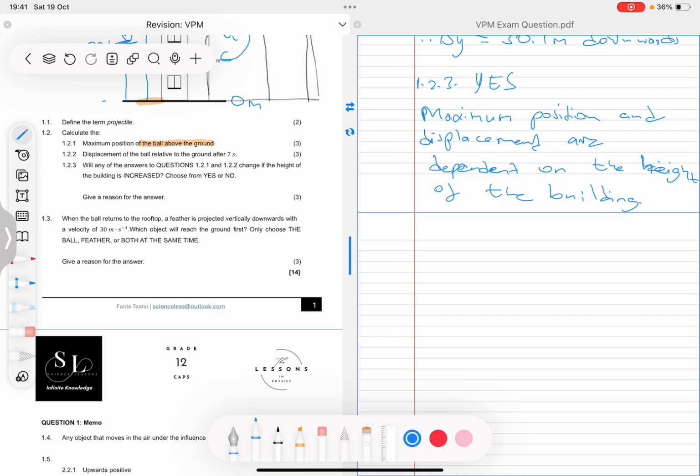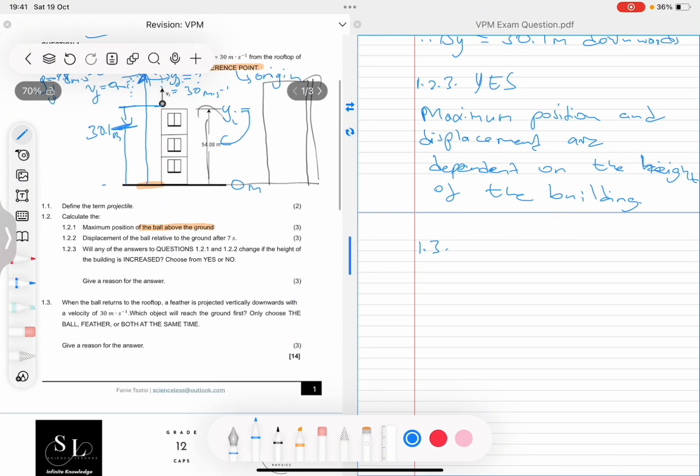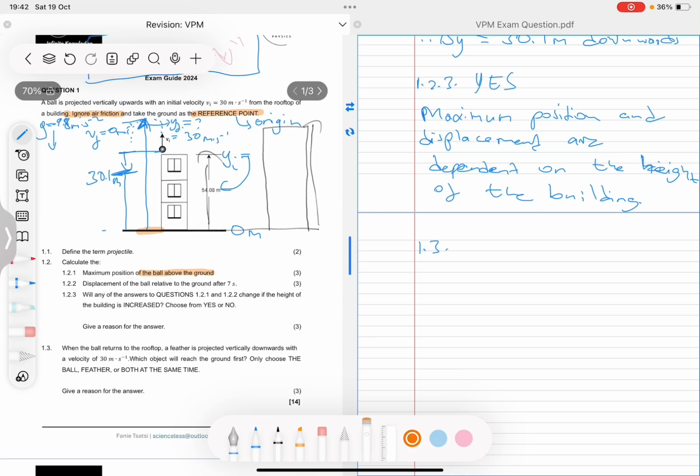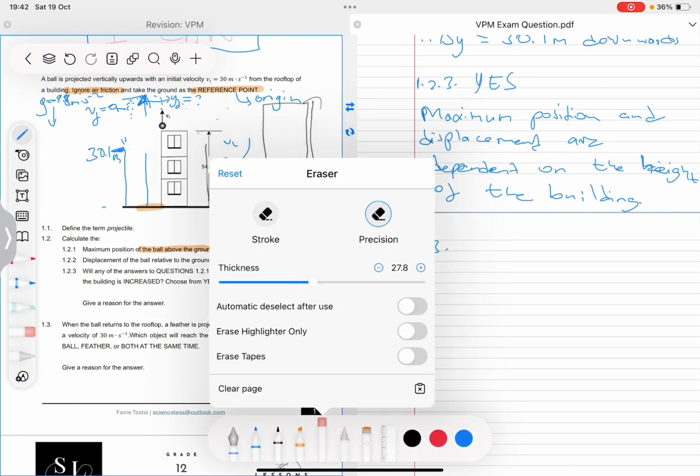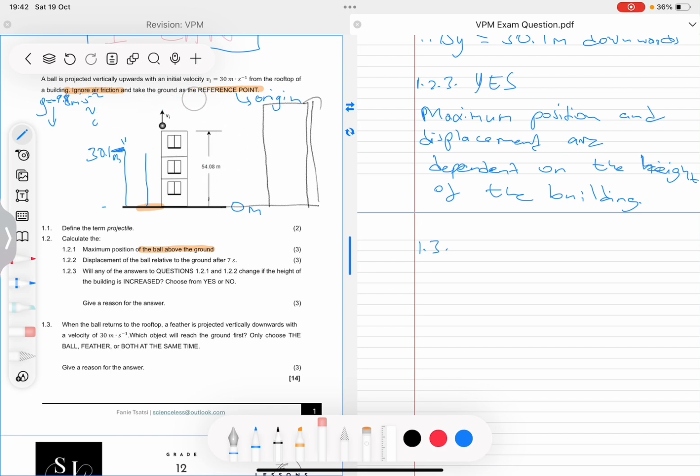The last question says to us, 1.3, that when the ball returns to the rooftop, a feather is projected vertically downwards with a velocity of 30 meters per second. Now this ball, when it comes back, it will go up and come back here. When it's here, immediately, they also drop a feather. So let me use an eraser to be able to draw this situation now, right? To be able to draw this situation.